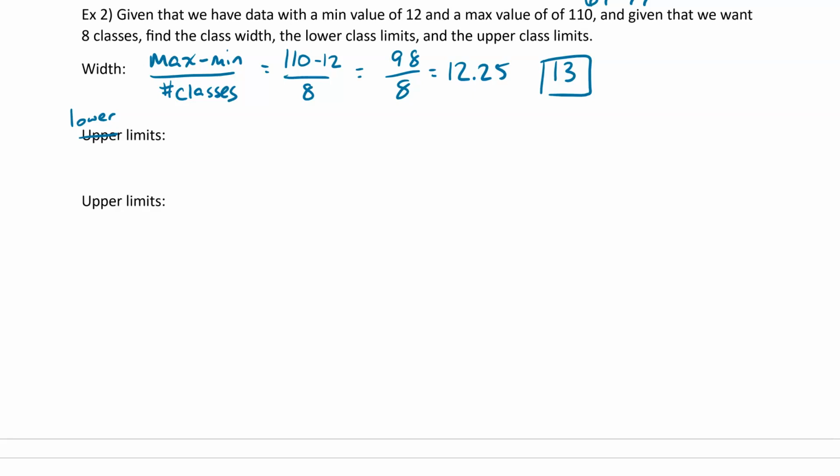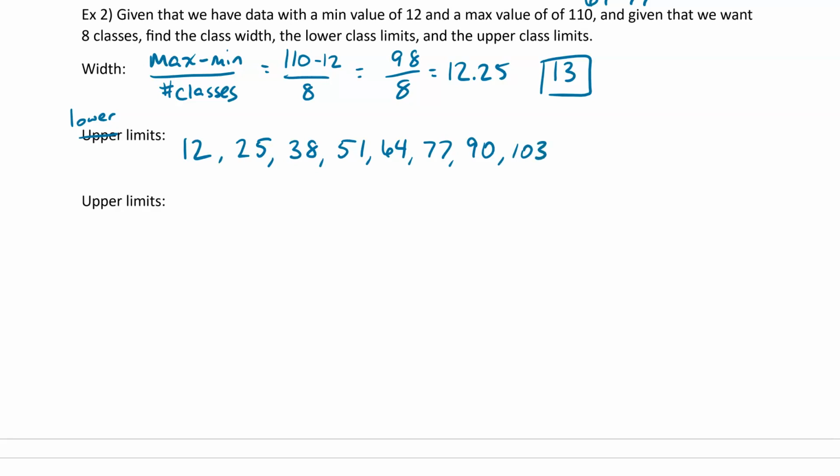All right, next up, the lower limits. We start with our min, so 12, and then we're just going to keep adding 13 to it. So 12 plus 13 would be 25. 25 plus 13 would be 38. 38 plus 13 would be 51. 51 plus 13 would be 64. 64 plus 13 would be 77. 77 plus 13 would be 90. 90 plus 13 would be 103.